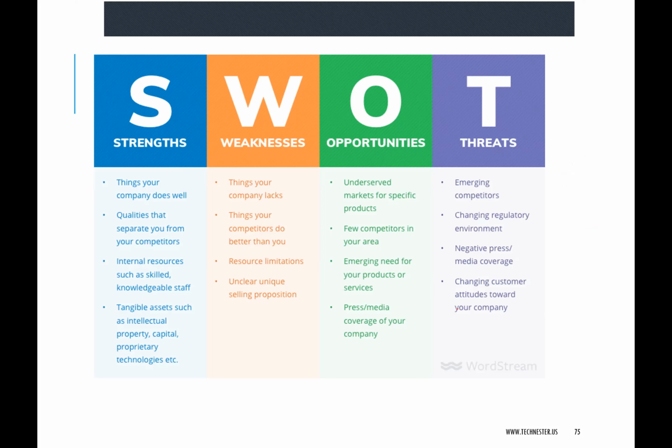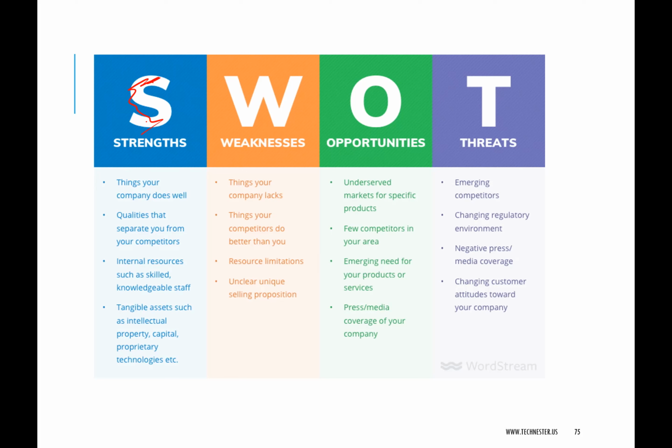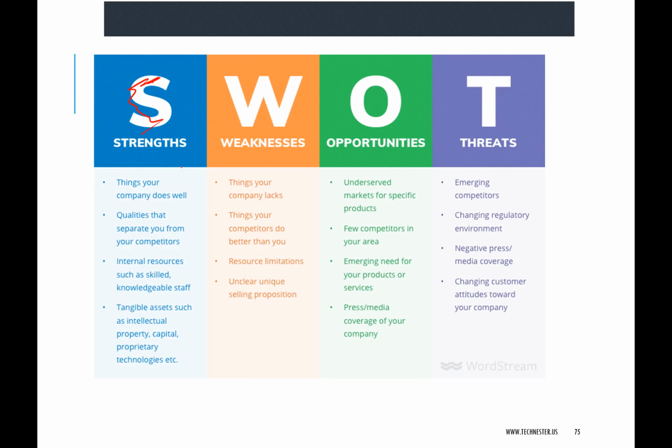This one says, you can look at things your company, you can replace company with product, you can replace it with department, depending on the level of analysis you are doing. So things your company does well, qualities that separate you from your competitors, those are your strengths. Internal resources such as skilled, knowledgeable staff that you have, they are your strengths. So you are looking at your organization or your product and you're identifying the strengths. You document all those strengths here in this column.